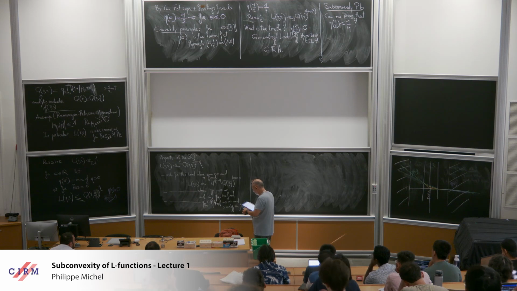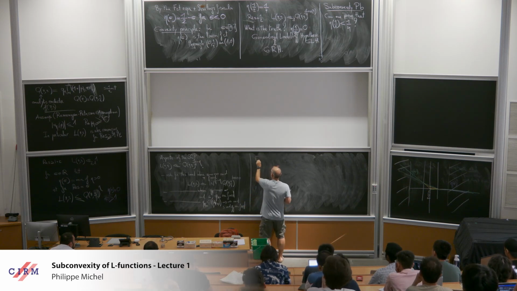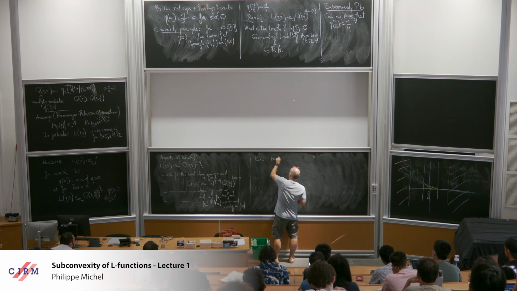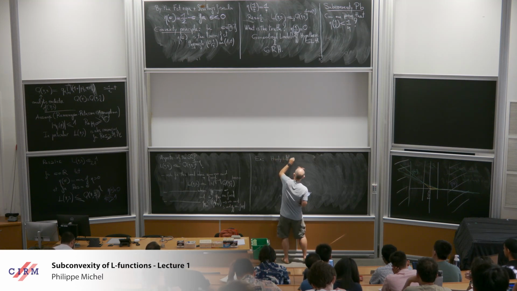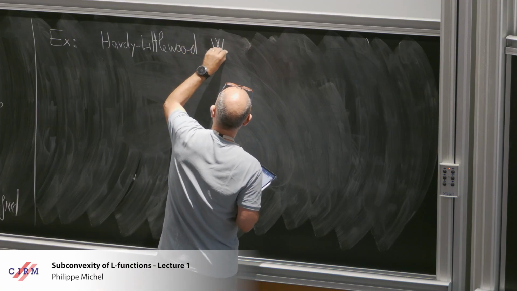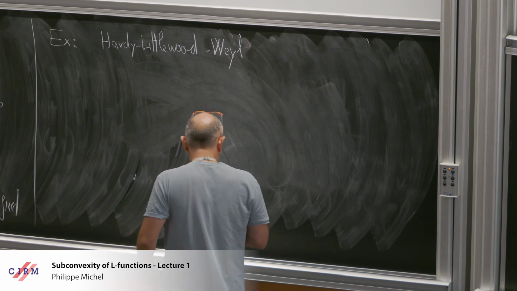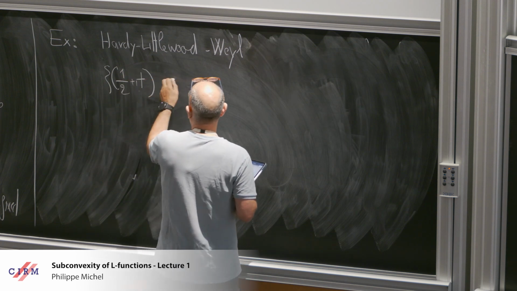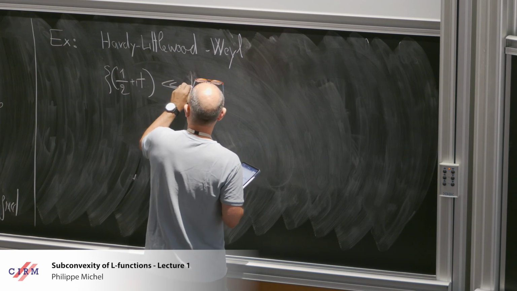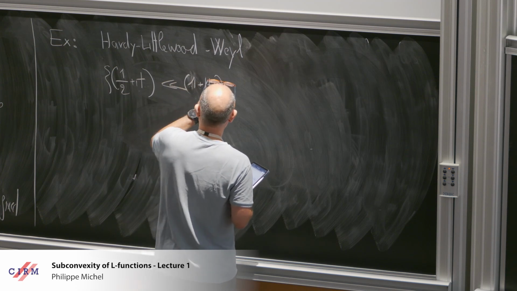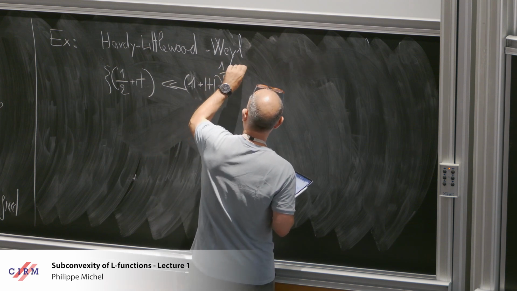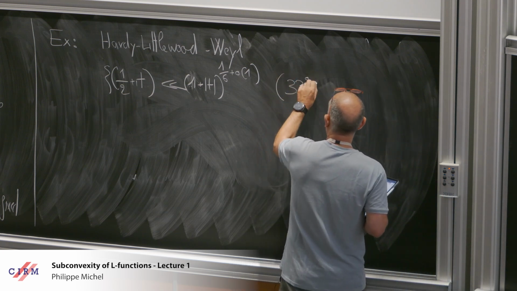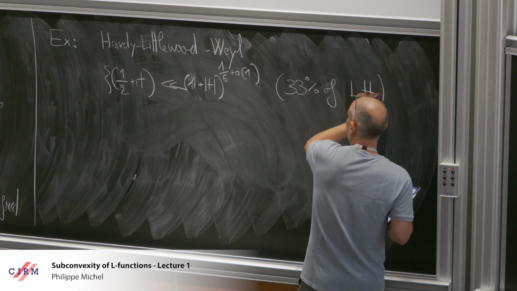And the first example of a subconvex bound is due to, okay, it's complicated, but it's R.D. Littlewood and Hermann Weyl. It's often called the Weyl bound, and it says that if you look at the Riemann zeta function on the critical line, it is bounded by 1 plus t to the power 1/6 plus little o of 1. So in this case, this is 33% of the so-called Lindelöf hypothesis.